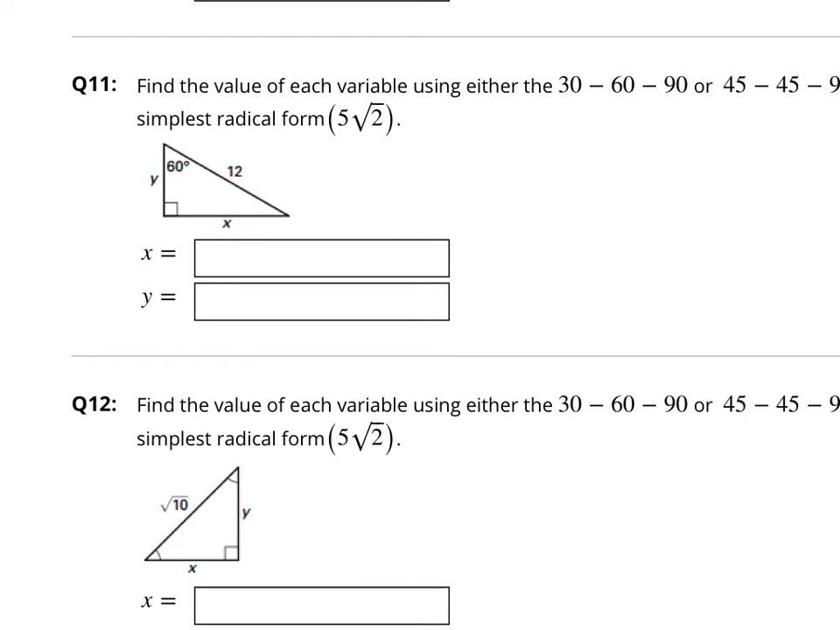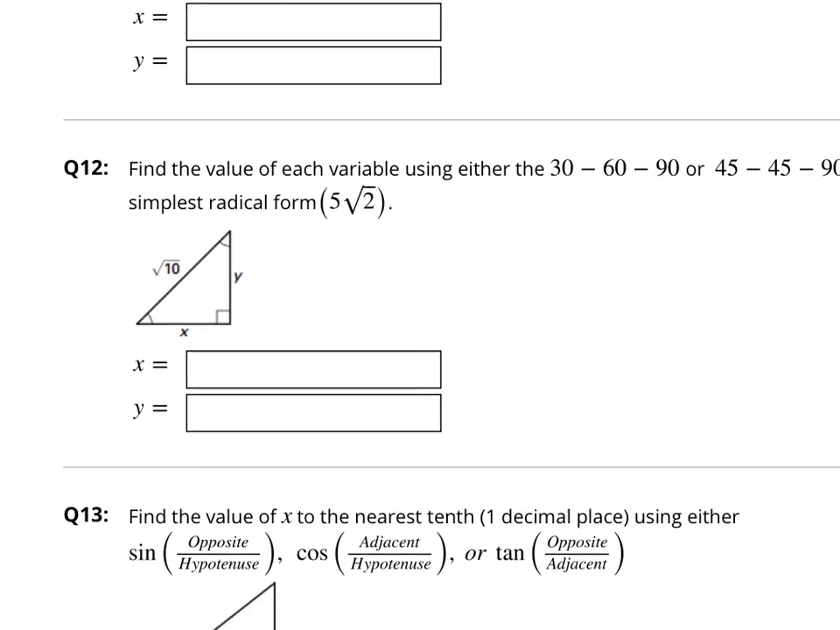In question number 11, they give you the hypotenuse. So again, find the short leg. It's going to be this guy here. Y is going to be the shorty. You take the shorty times 2 to get the hypotenuse. So you got to do the opposite to get your y. And then take that times radical 3 to get your x.